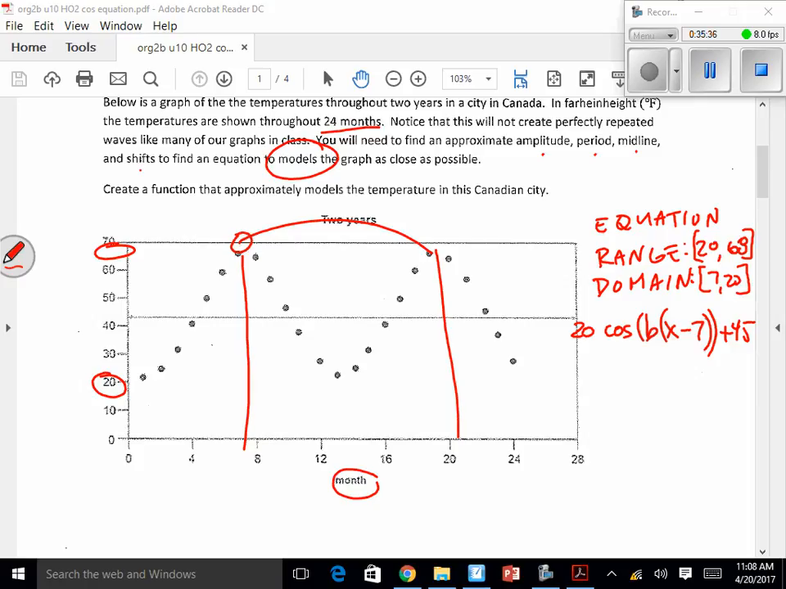The range. It is the range, but what are these in real life? According to this scenario, temperature. All right, temperature.